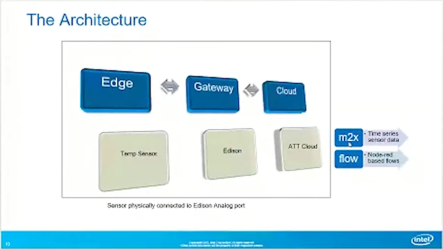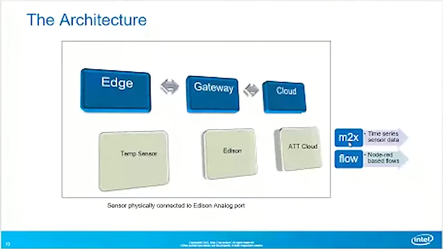As I said at the beginning of this talk, a typical IoT system contains three components: the edge, the gateway, and the cloud. For the edge, we are going to use a temperature sensor. For the gateway, we are going to use an Edison, which is an Intel platform. And for the cloud, we are going to use the AT&T cloud.